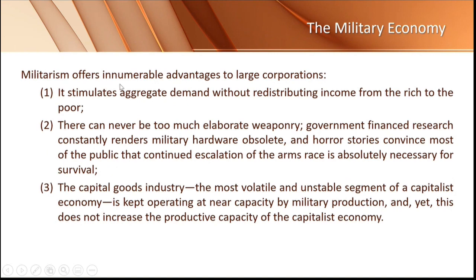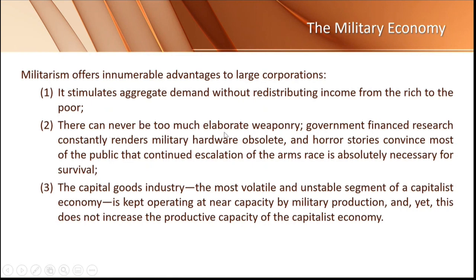So militarism offers immeasurable advantage to large corporations. And of course, the militarism industry that produces rockets and weapons is not run by small and medium companies. Okay, it's large corporations. So it stimulates aggregate demand without redistributing income from the rich to the poor. It still stimulates aggregate demand, and of course, the rich actually gain back the government's expenditure through militarism expenditure.